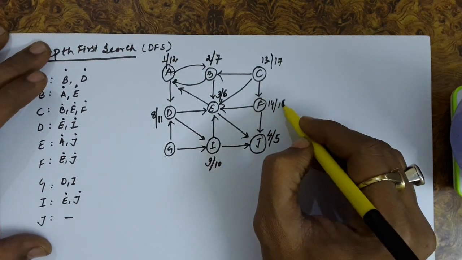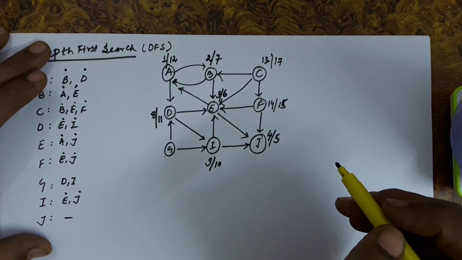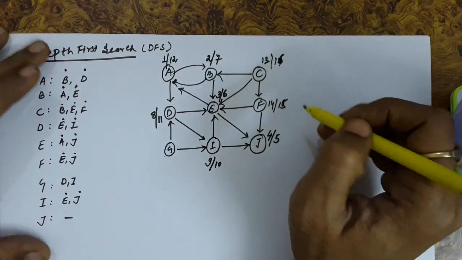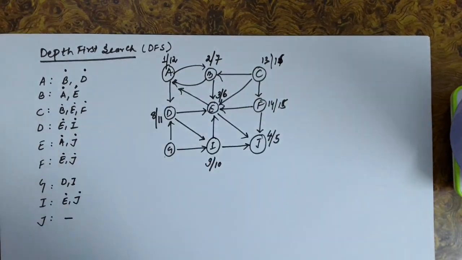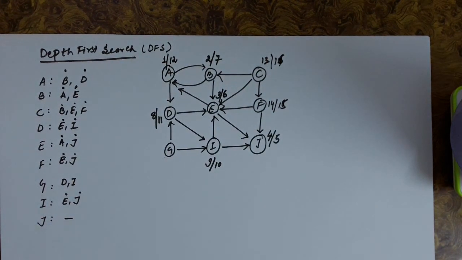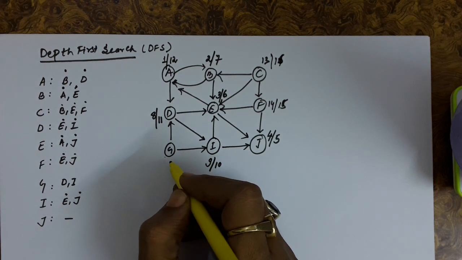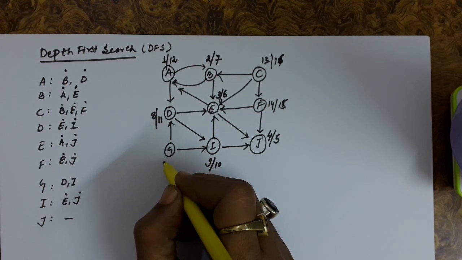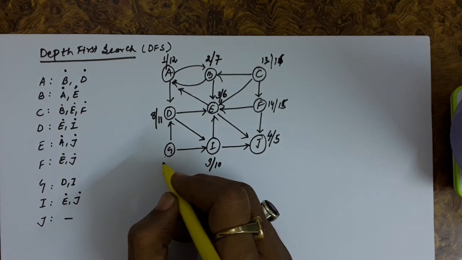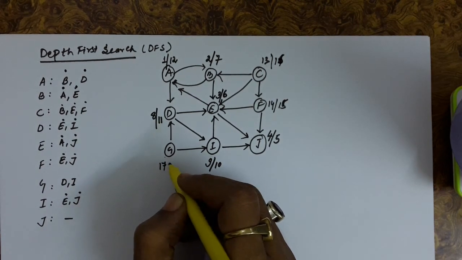Some mistake, it will be 15 and this will be 16 time. Now once again there is no possibility of going to any other vertex from any of the vertices in this graph. So G is unexplored. So let us start G, because this is the only vertex which is unexplored at this point of time. So this will be starting at 17.